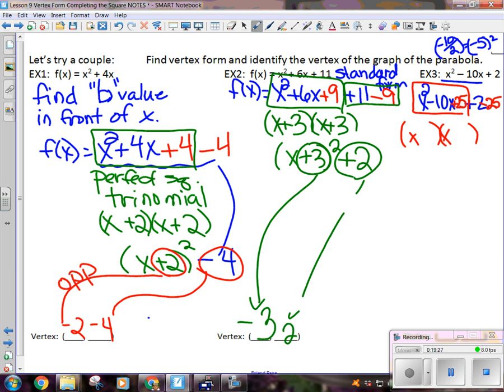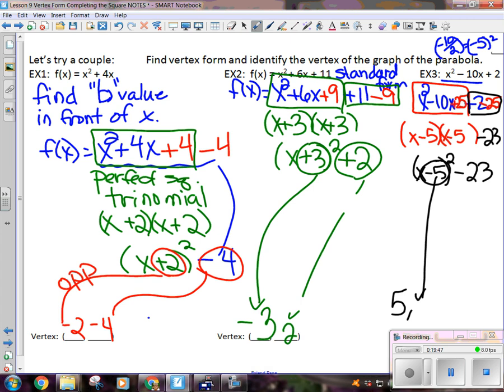What goes in my parentheses? -5 and -5, -5, -5 is -10. What about on the outside? -23. So my final answer is x minus 5 parentheses squared minus 23. What does my vertex turn out to be? +5 and -23. This one comes down as opposite, and the second one comes down as same. Okay? And that is my vertex.